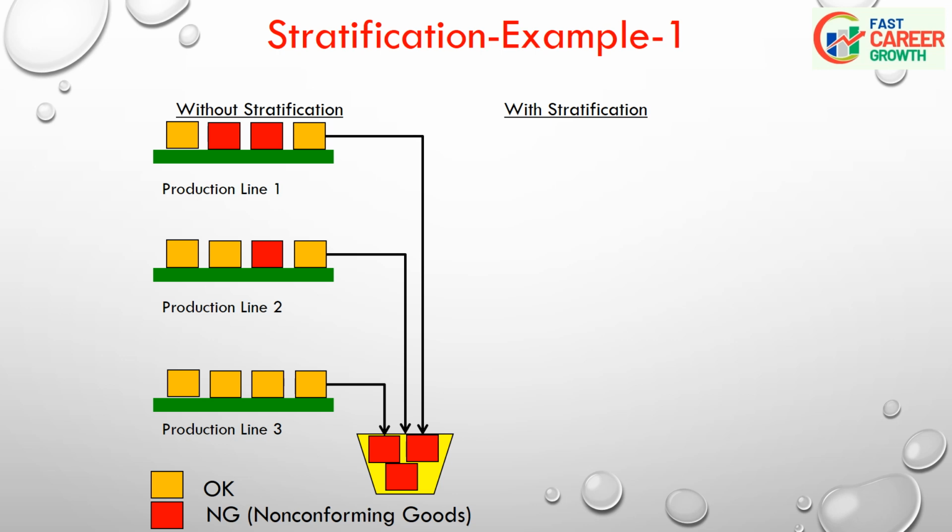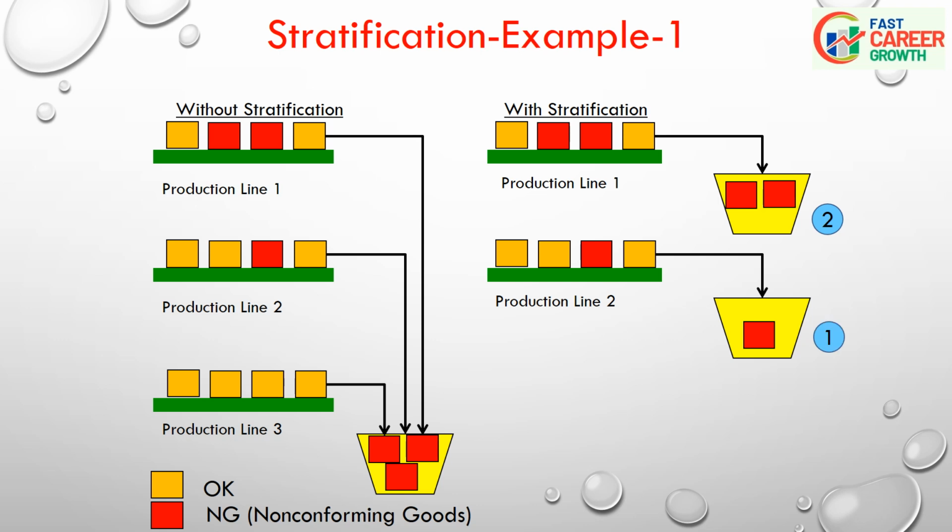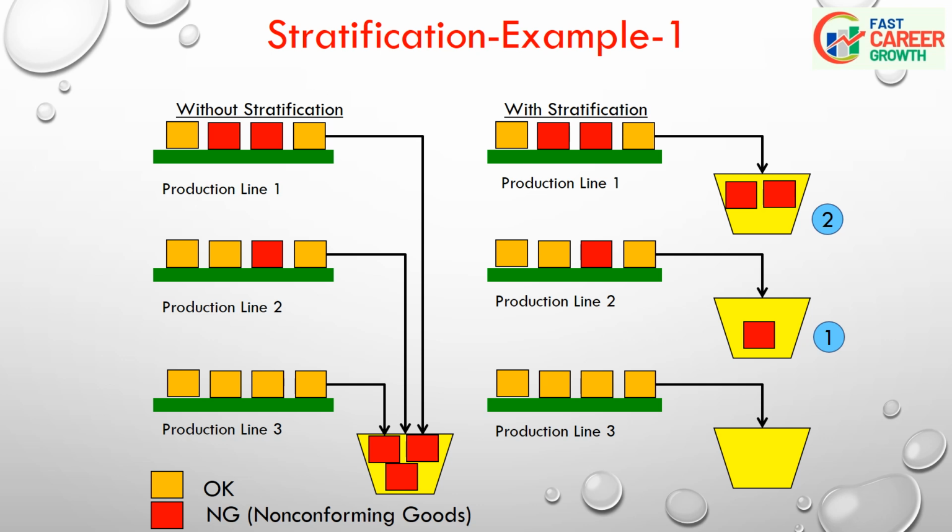In the same example, as you know, there are 3 production lines. As discussed, in production line 1 there are 2 OK products and 2 not OK products produced. Keep these 2 NG products in one location, maybe with proper identification. In production line 2 there are 3 OK products and 1 not OK or NG product produced. Keep this NG product in another location nearer to the line. In line number 3 there are 4 OK products produced.